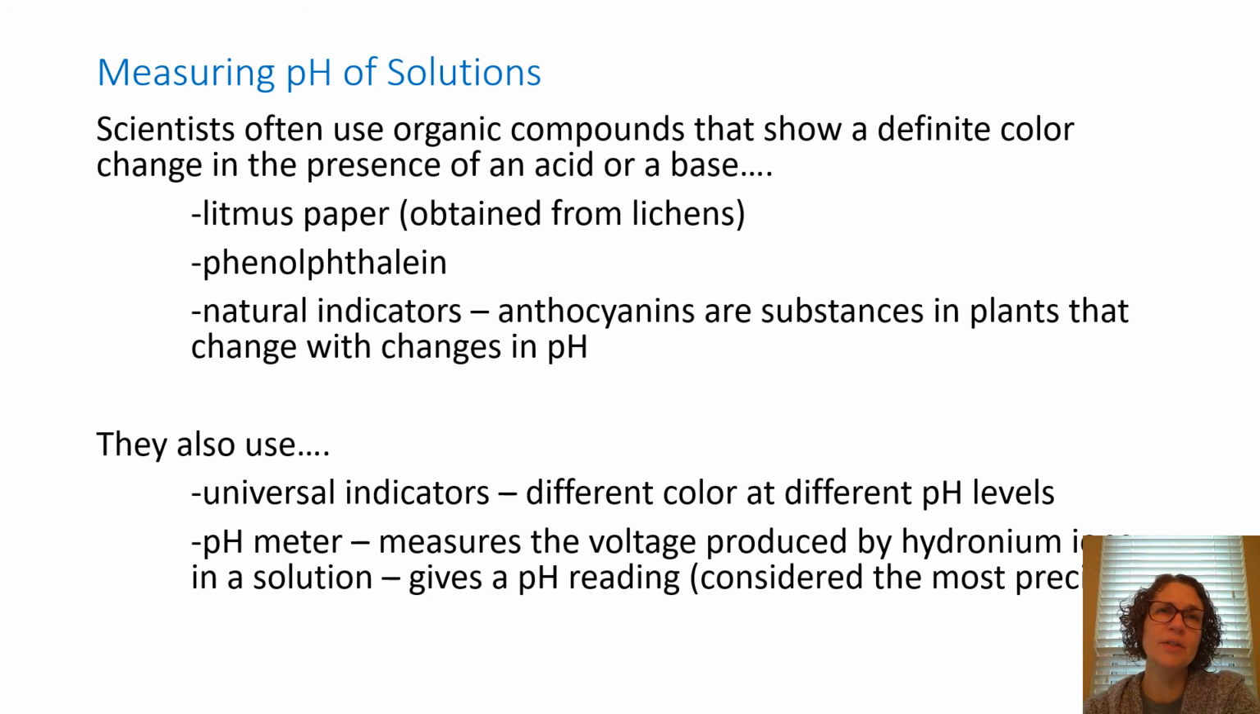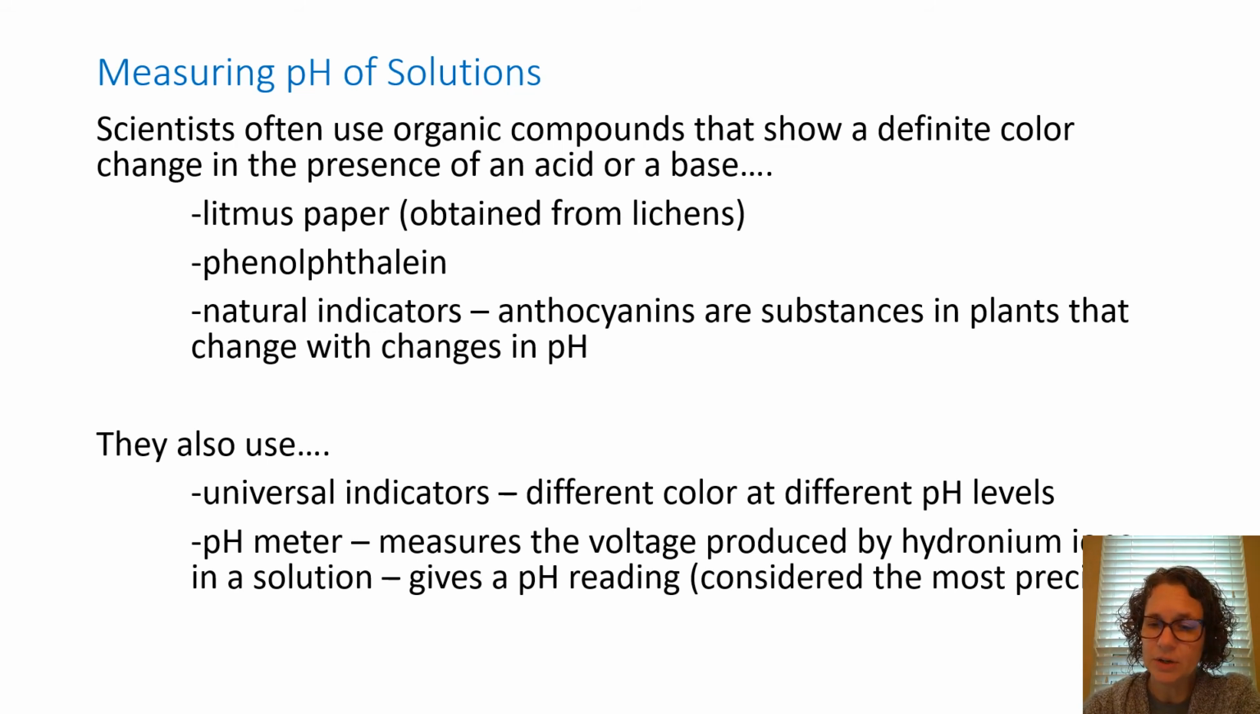All right, now some other not natural substances. We have universal indicators, and these not only change from, like, red to blue, they have all different ranges of colors that are different at different pH levels. And so you would have a little color scale to look at, and you could determine the actual pH.